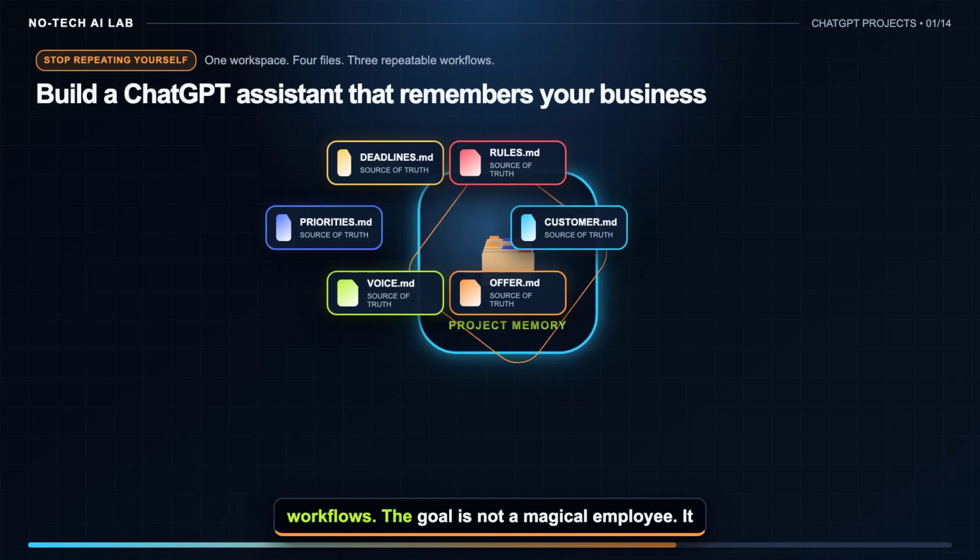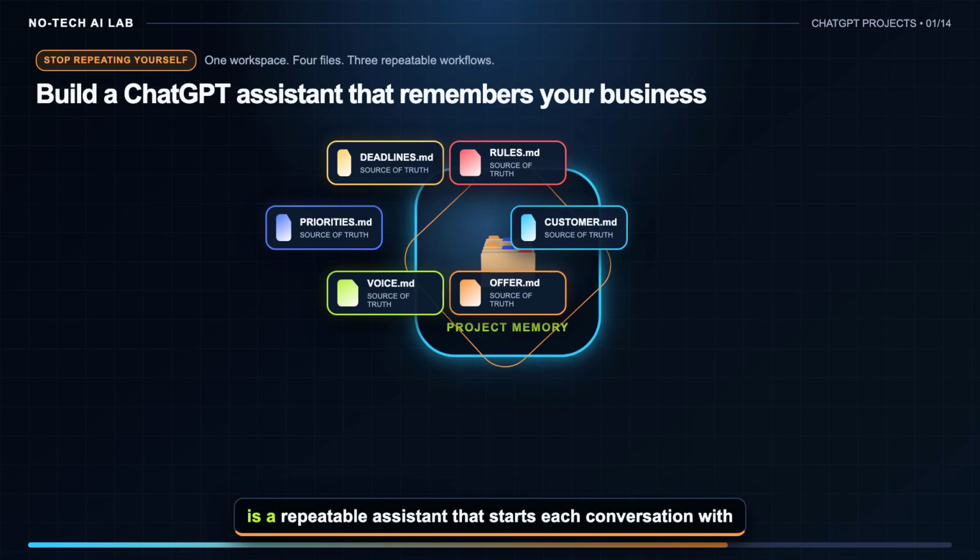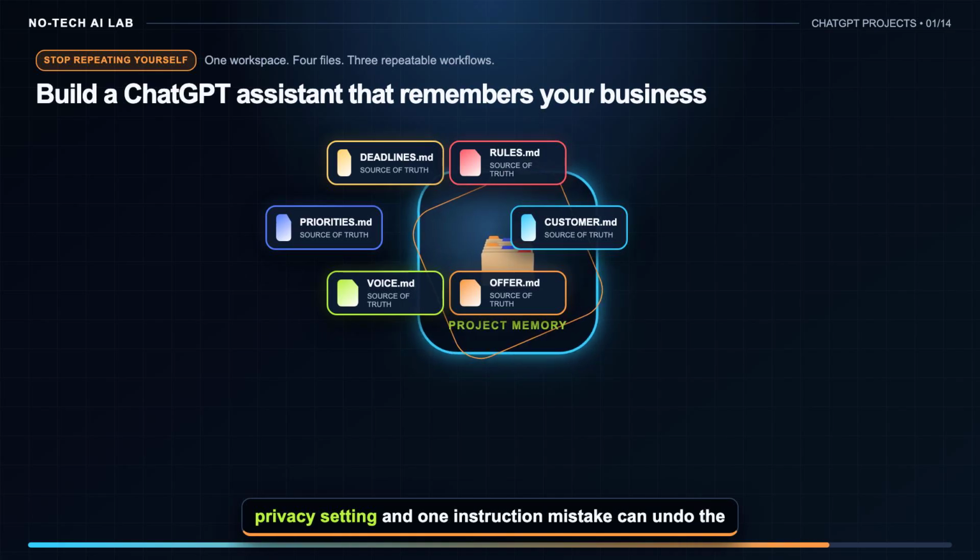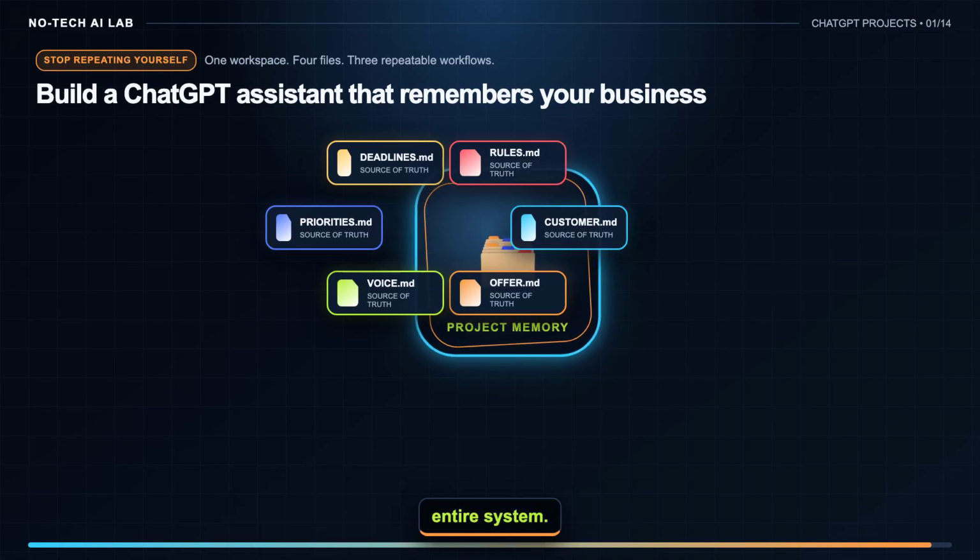The goal is not a magical employee. It is a repeatable assistant that starts each conversation with the right context. Stay to the end, because one privacy setting and one instruction mistake can undo the entire system.